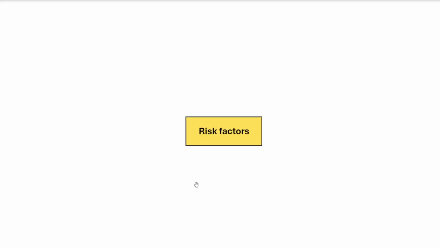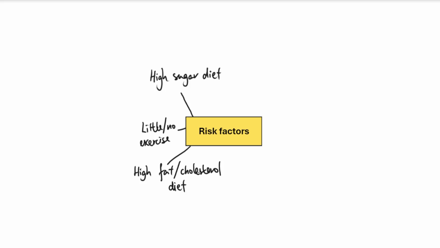You are going to come across lots of different examples of diseases which can be caused by either one of these risk factors or even a combination of all of them. So we're going to explore what they are and have a very quick overview of some of the diseases that they can cause. First of all, let's look at some risk factors related to a person's lifestyle: a high sugar diet, a high fat or cholesterol diet, and little to no exercise being done by an individual.